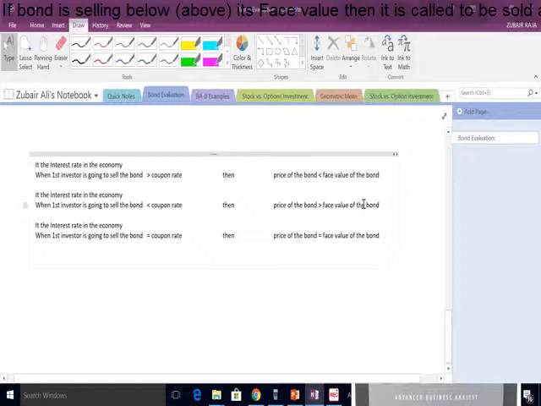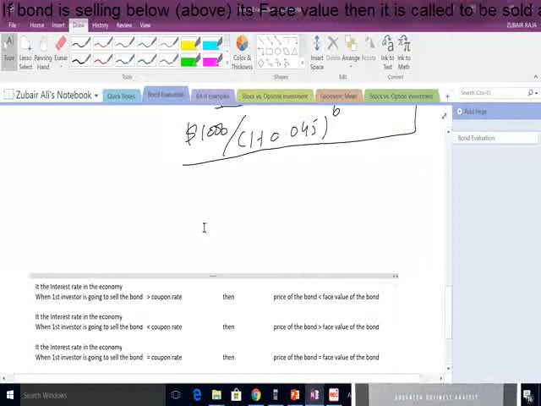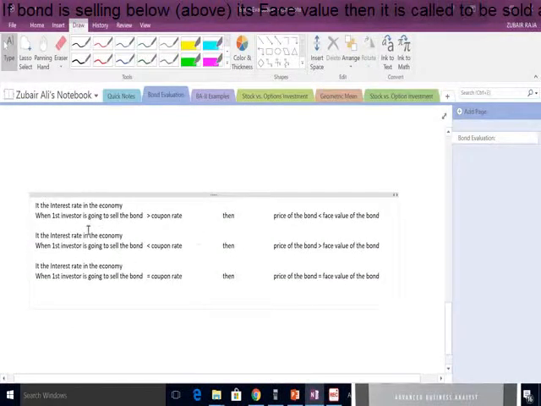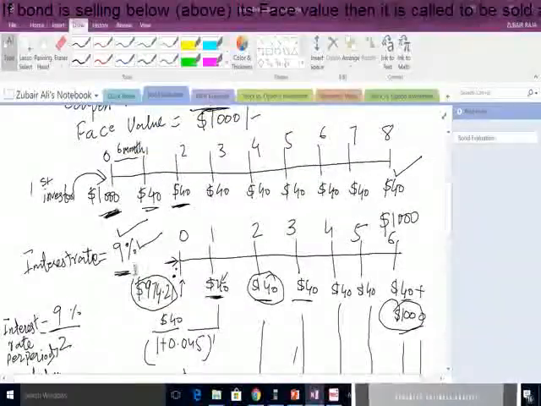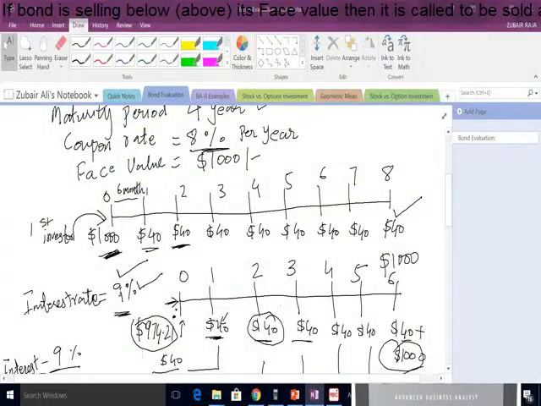So it means the interest rate in the economy and the price of the bond move in the opposite direction. This is an important relationship to understand. So let's do a very quick example with the second scenario. For example, rather than increasing, the interest rate after 1 year becomes 7%. So rather than 9%, say it is now 7%.